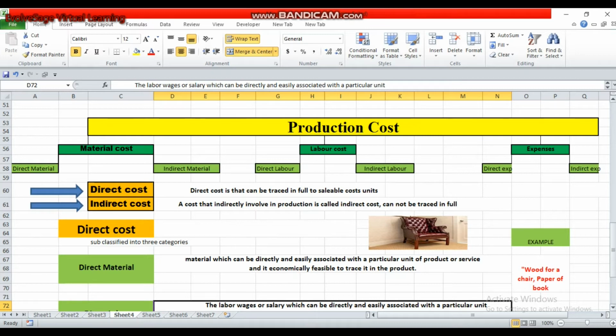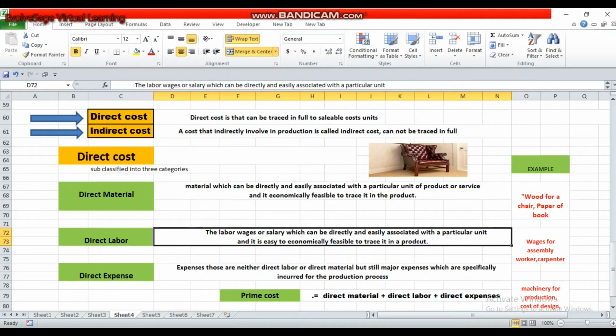Okay, so let's discuss direct costs. What kind of direct cost do we incur in the production process? We incur these three types of direct costs during the production process. So let's discuss each of these costs in more detail.